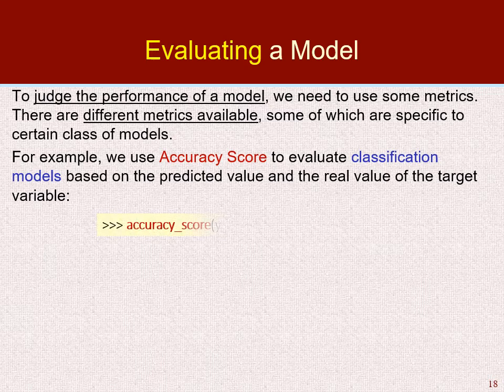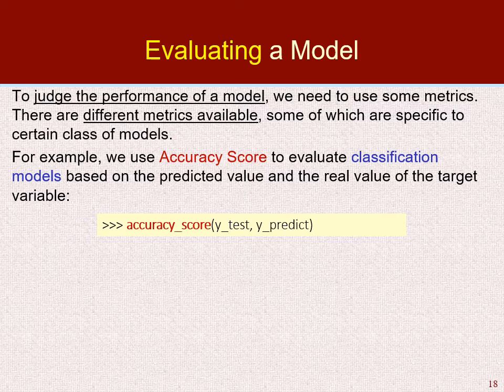Let's see an example. So the command is accuracy_score, and then we give it the real values of the dependent variable, which is y_test, and the predicted values predicted by your model, which is y_predict. So this accuracy score is going to give you a judgment, based on these two values, of how accurate your model has been.